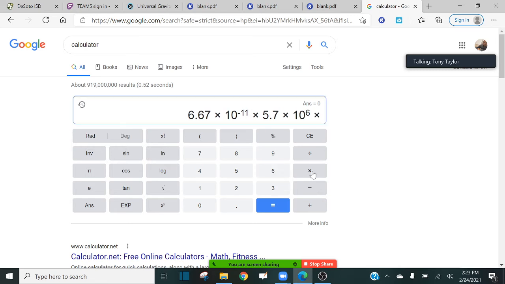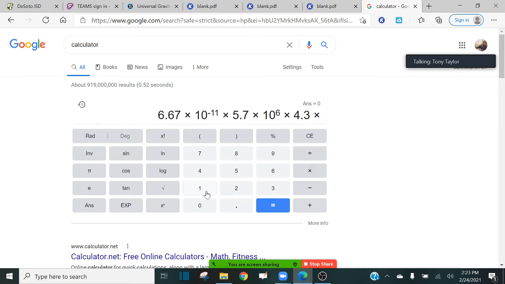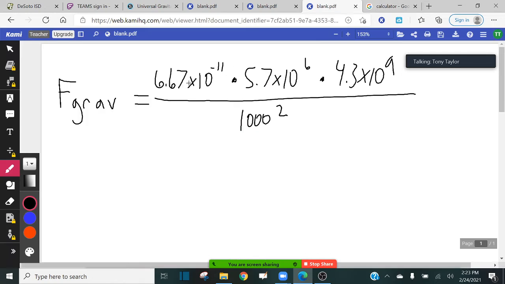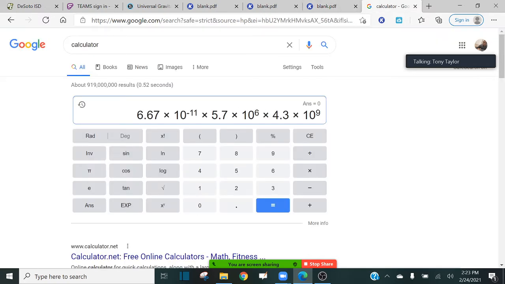All of that times 4.3 times 10, and then remember this button right here is exponential, 10 to the 9th power. Okay. So as you guys see, this is my numerator. So my numerator, I just type all of this into my calculator, and then this is what I get. And then once I do that, I'm gonna press equal. Okay. So notice that is my numerator. So I'm gonna write that number down because that's my numerator.